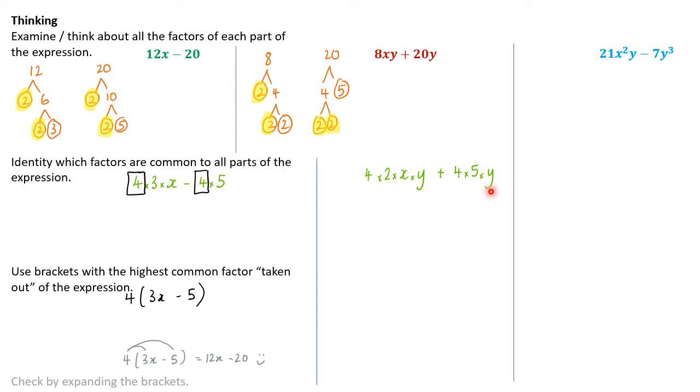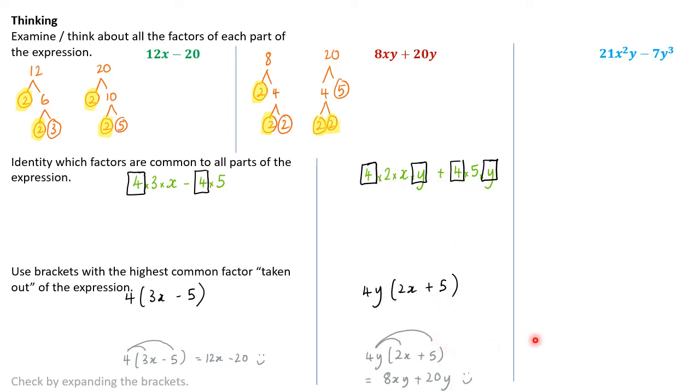If I look at what's common in both of those, I've got 4 is common in both those bits, and the y is as well. So at the front of my brackets, I've got 4y. What else do I need inside the brackets? I need 2x for the first term and plus 5 from the second term. Quick check by expanding, and you've got it right. And the last one then.